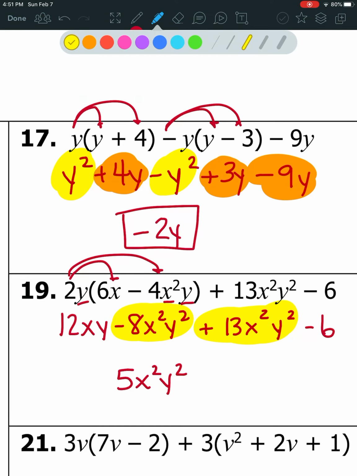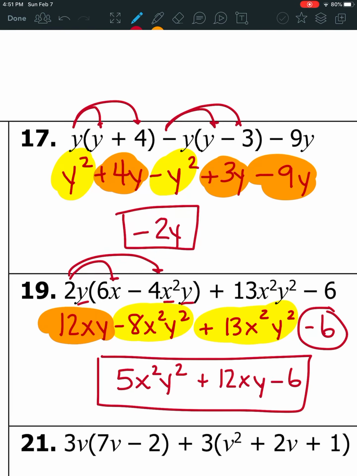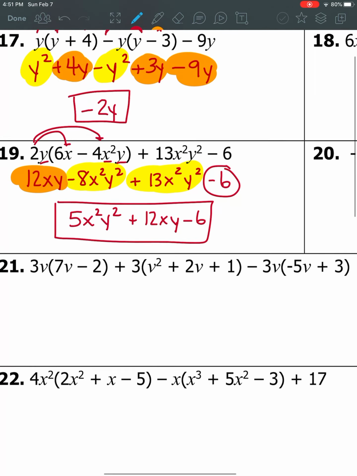Variables have to come next, so I'm going to jump to the 12xy. There is no other term with xy, so we write it as plus 12xy. And then that negative 6 is a constant by itself, so minus 6. There it is simplified. All right, I'm going to keep going.